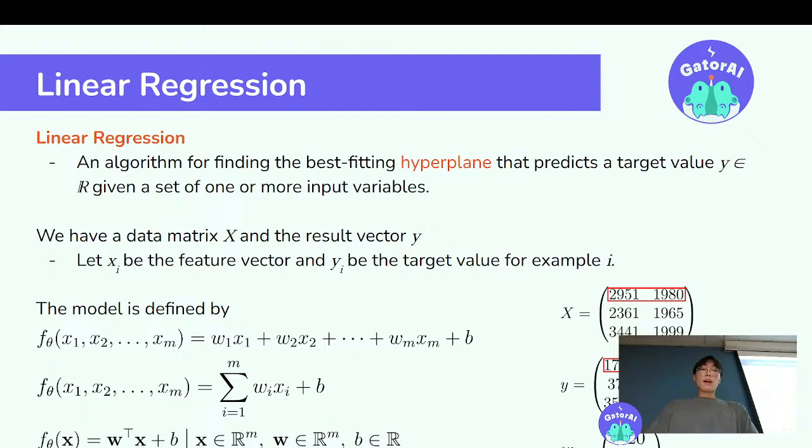So remember that we have a data matrix X and the result vector Y, and we let Xi be the feature vector and Yi be the target value, for example i. We're trying to find this function that maps the features of Xi to the target value we want. We have X, Y, and W: X is our data set, Y is the value of the house, and W are the weights.